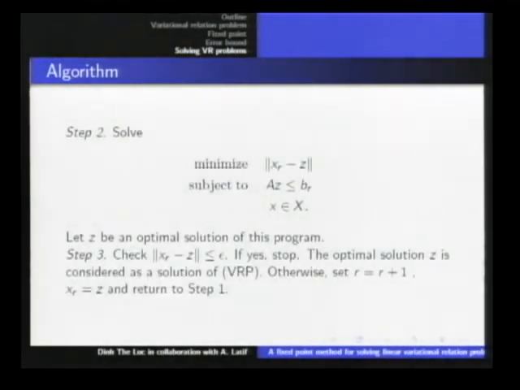Step two, I solve this problem: minimize the norm of XR minus Z. So I have here a convex programming problem. This objective is convex, and the constraint set, when R is given, is a polyhedral set. Let Z be an optimal solution of this program. Then in the next step, you check a stopping criterion like this. Otherwise, you go back to the first step.